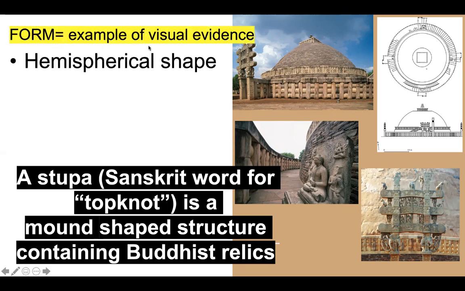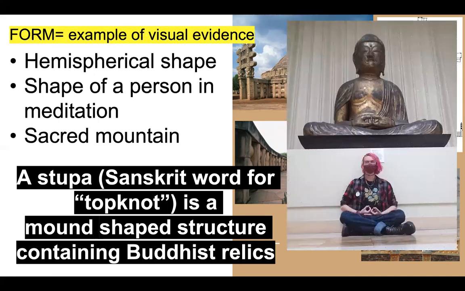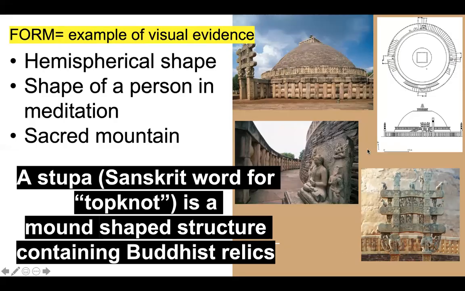So an example of visual evidence, what you could talk about if you're talking about visual evidence, the stupas have a hemispherical shape. That means half of a circle, hemispherical shape. It kind of reflects the shape of a person in meditation. This is from the Nelson Museum. And it also reflects a sacred mountain, which we can relate back to Hindu temples, right? Reflecting sacred mountains.